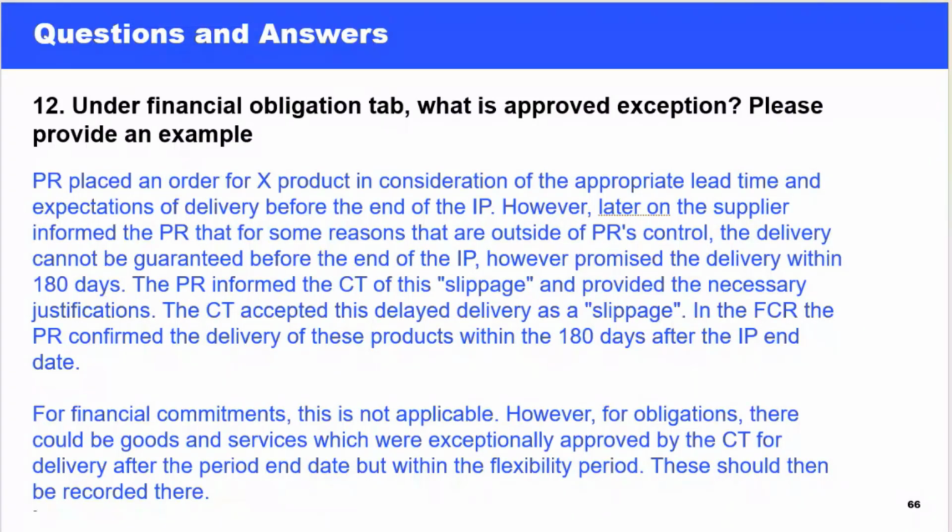In this case, the PR would inform the CT that this is what we call a slippage, and provide the necessary justification and information to the CT. The CT then decided to approve this delay as a slippage. So in the FCR, the PR confirmed that the delivery of these products happened indeed as promised by the supplier within the 180 days, in which case they are approved as an expenditure under the GC6 grant.